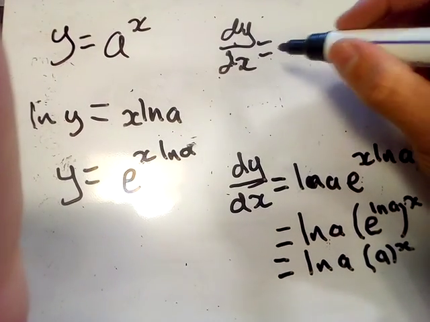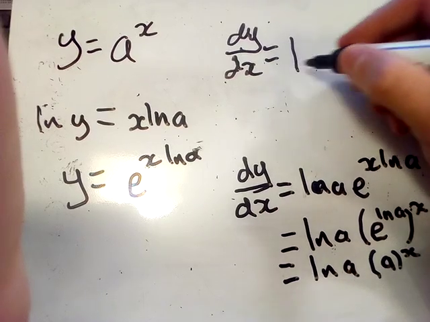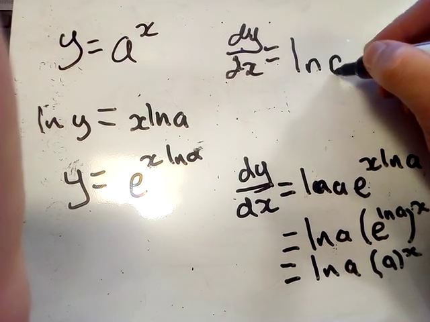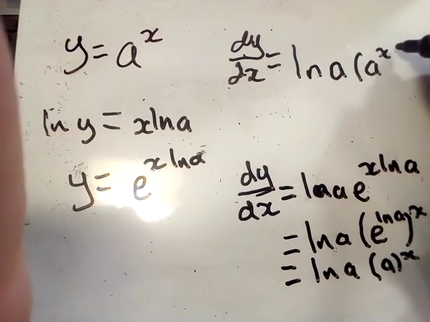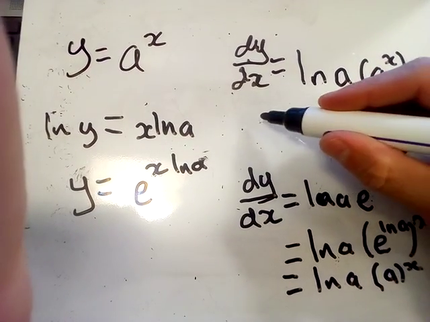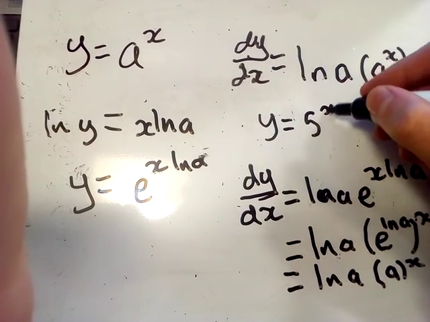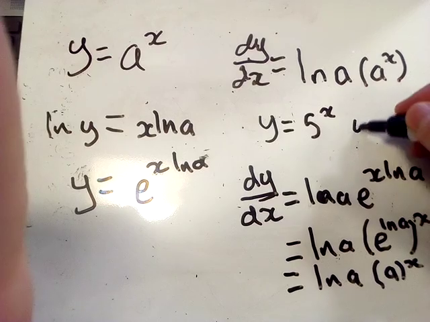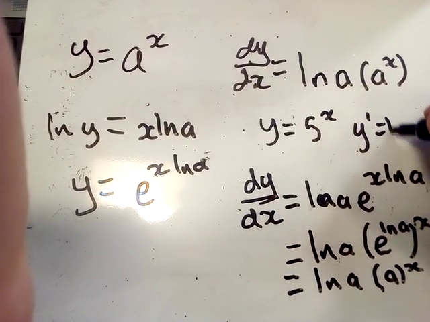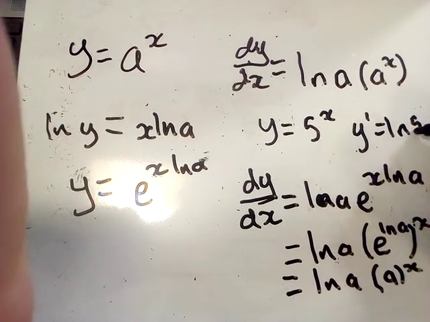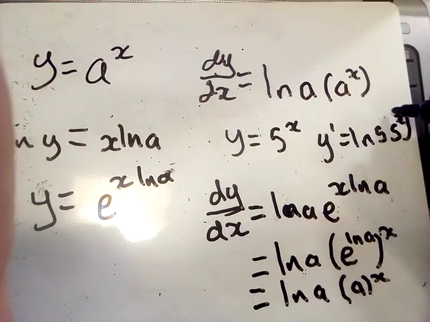And so we can say, in general terms, the derivative of a to the power of x will be log a times a to the power of x. So if y were equal to 5 to the x, and why wouldn't it be, y dash, the derivative, will be log 5 times 5 to the x, he says, squeezing it in.